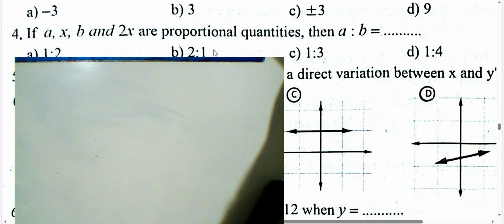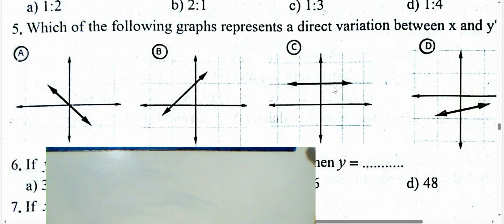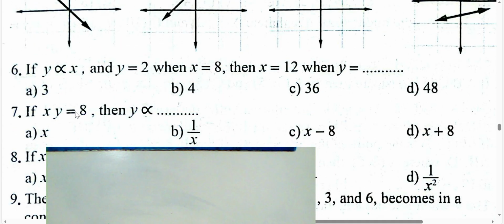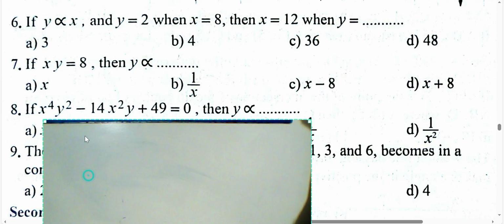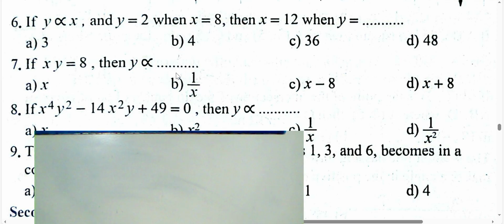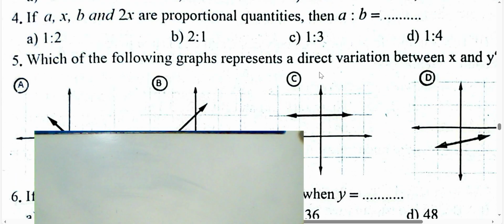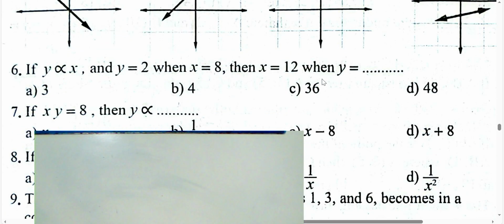Next question. Which of the following graphs represents direct variation between x and y? We must choose letter A, a straight line which passes through the origin point. Next question. This sign we call direct variation, like this.